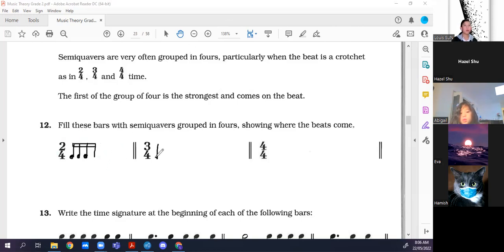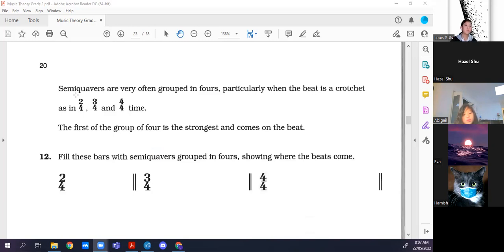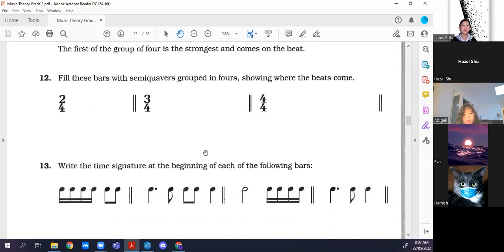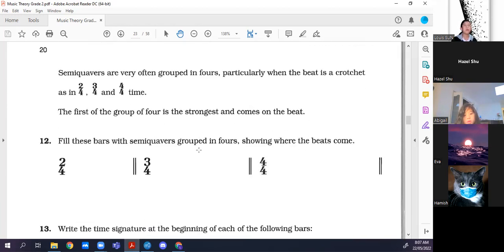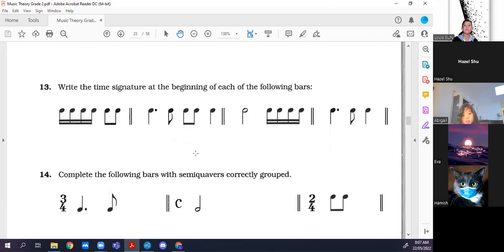And in 3/4, we can also put our semiquavers grouped in 4s. In 4/4, we can do it as well. So you can almost all the time group your semiquavers in 4s, because 2/4, 3/4, and 4/4 time, and 6/8 time, which I'll get to later in today's lesson, will probably be the only time signatures you'll be coming across for a long time.